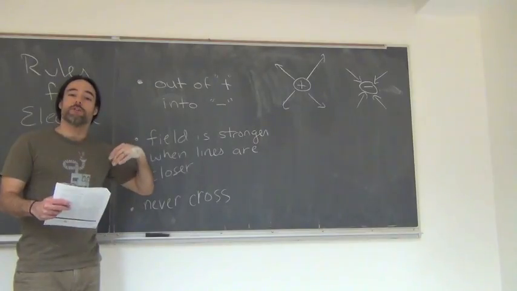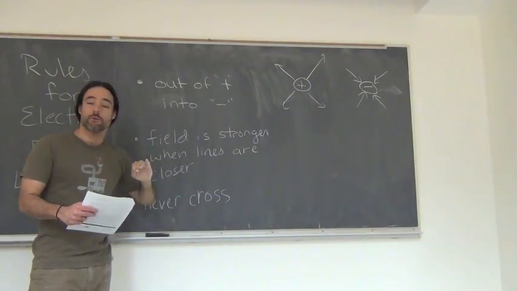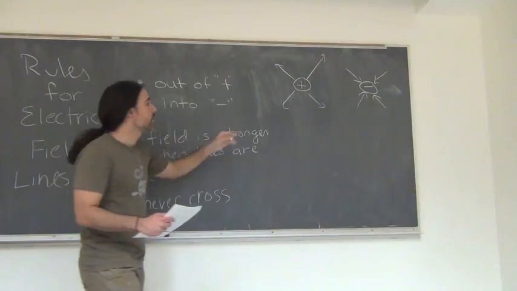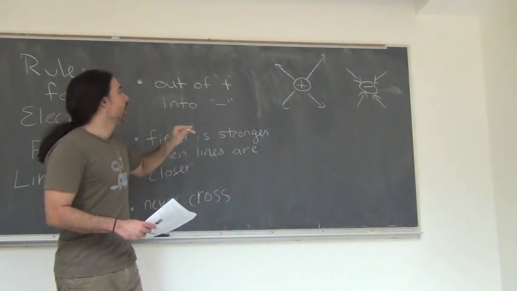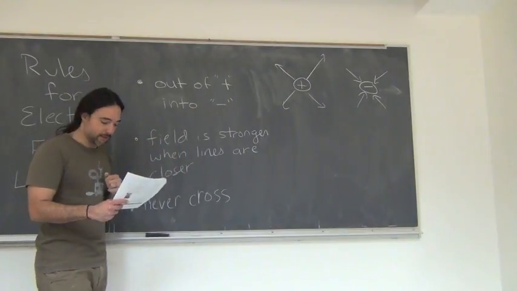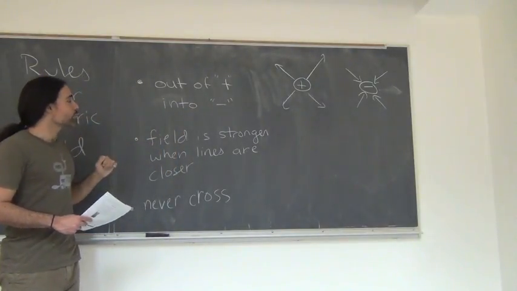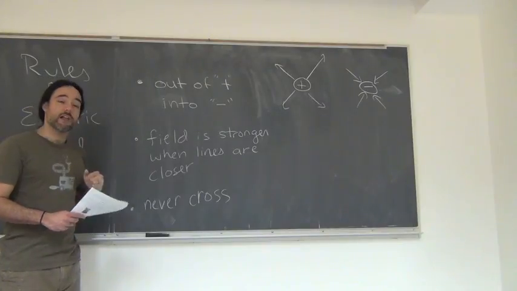The drawing will give you bad results if you try to make the electric field line come out of the negative or into the positive. So we want to come out of the positive and into the negative. The next rule is that the field is stronger when the lines are closer together.